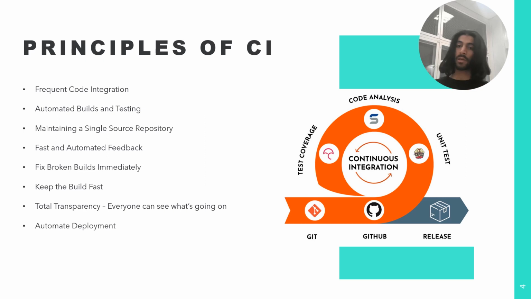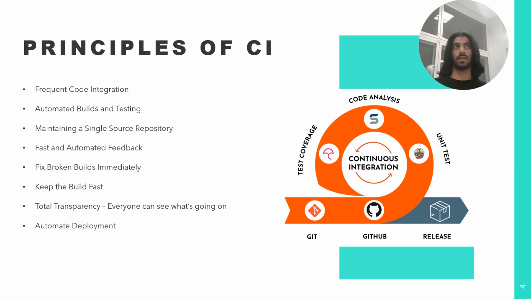Now, what are the principles of continuous integration? Well, they're as listed here. Frequent code integration, automated testing and builds, fast automated feedback. Broken builds will be fixed almost immediately, and they're usually rooted out during the development phase. It also encourages maintaining one source code repository.